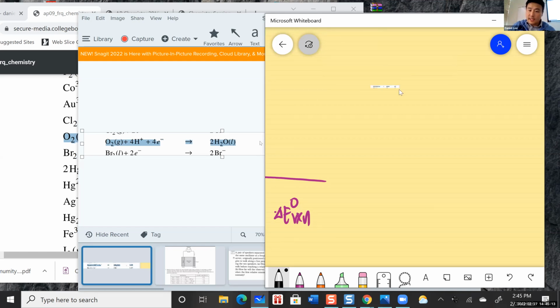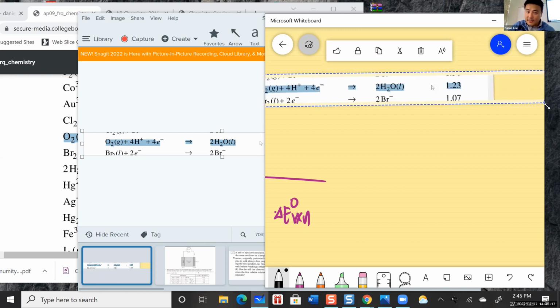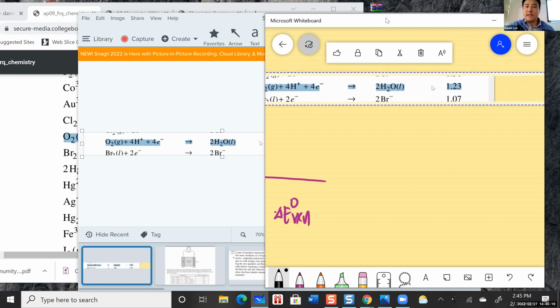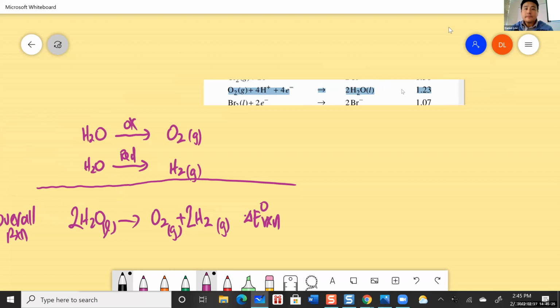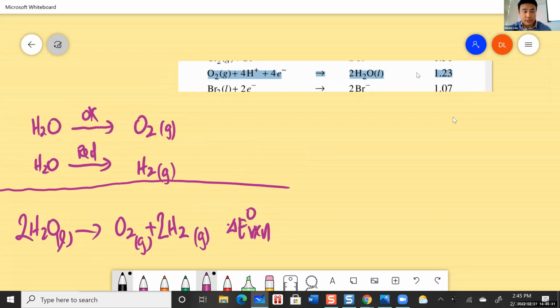This is the equation you have to use for the oxidation of water, but I have to flip it because oxidation of water produces oxygen. Oxygen is a product. Okay, you see that? So this equation here has to do with oxidation of water, not the reduction. Reduction of water involves hydrogen. There's no hydrogen here. But this is written as a reduction, so I gotta flip this one.